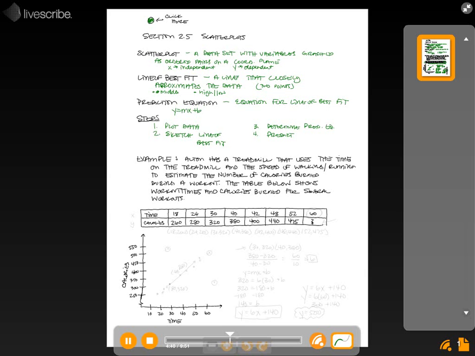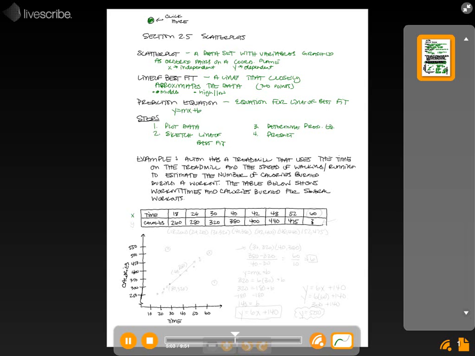We're going to do one example, and it says Alton has a treadmill that uses the time on the treadmill and the speed of walking or running to estimate the number of calories burned during a workout. The table below shows workout times and calories burned for several workouts. Okay, notice we've got time on the top, calories on the bottom.